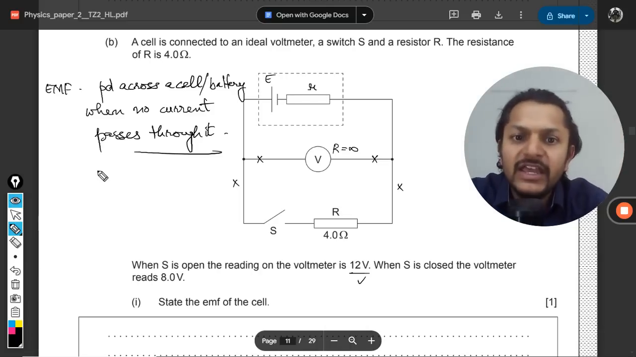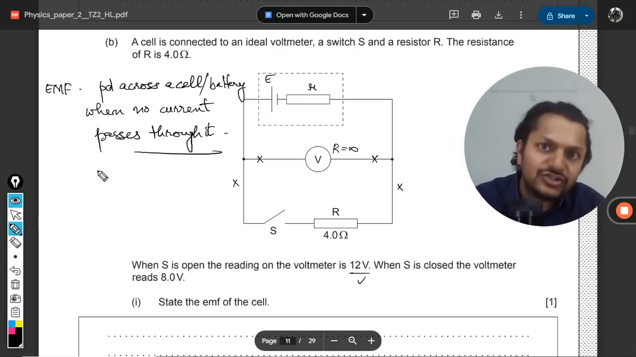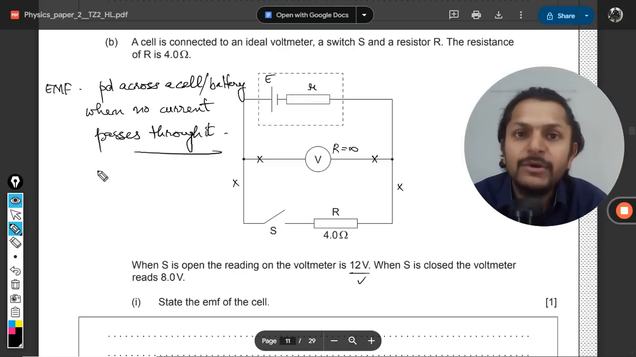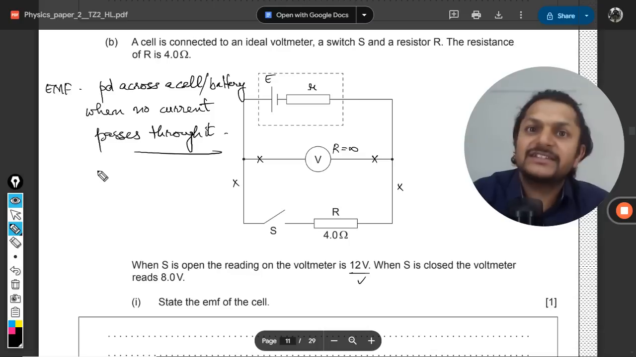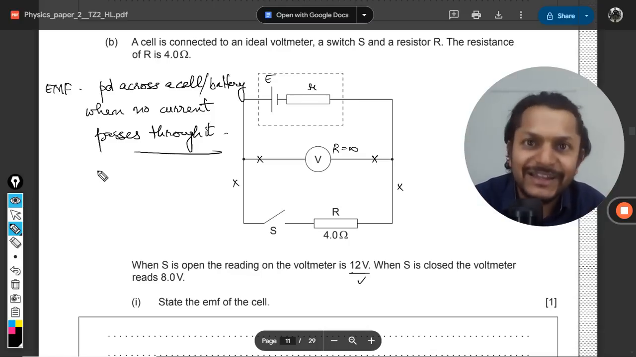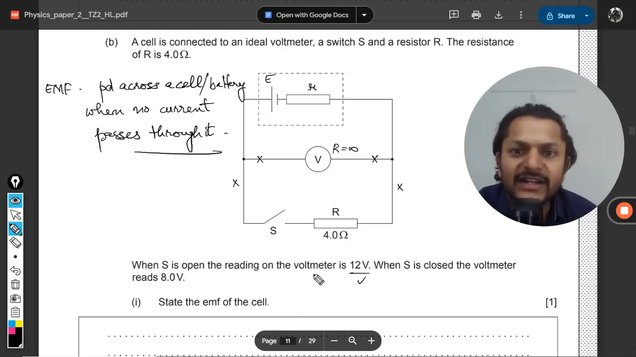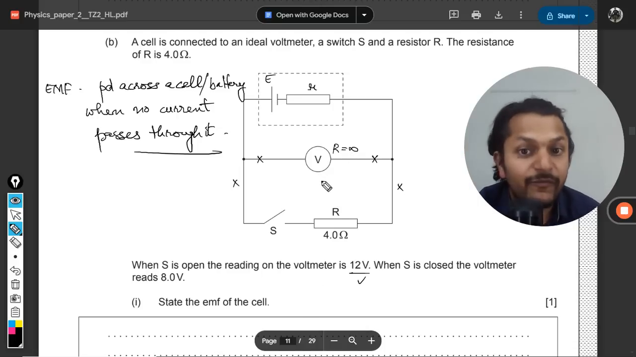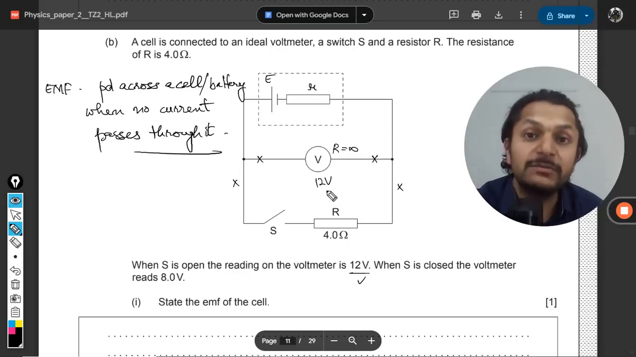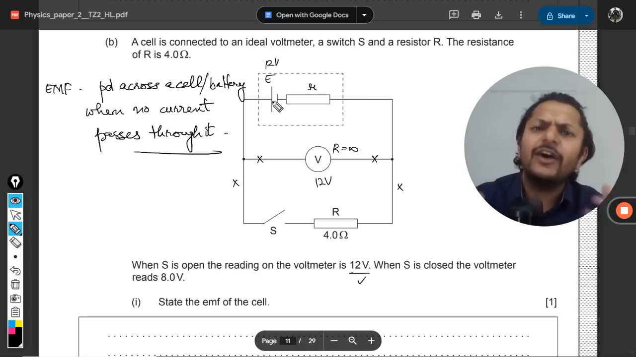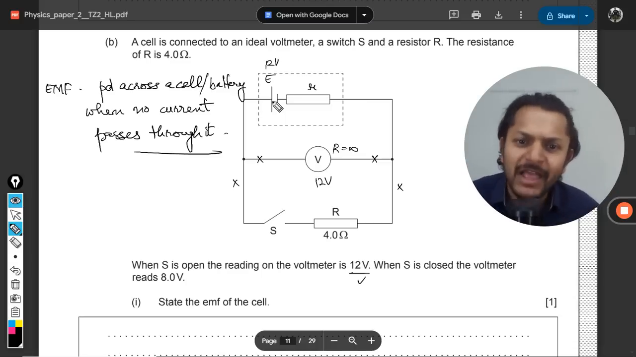So the battery of EMF 12 volt will actually not be acting as a 12 volt battery. Why? Because 2 volt out of those 12 will be consumed by the battery itself. So your circuit will have only 10 volt of potential difference at its disposal. That is why. So in this question, you can clearly see that the current is not flowing, but the voltmeter reading is 12 volt, which means that the EMF is 12 volt. Another way of telling you that the EMF is 12.